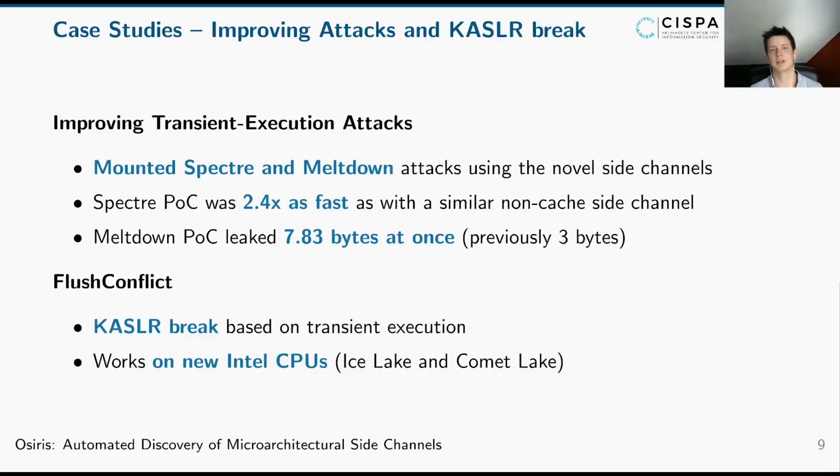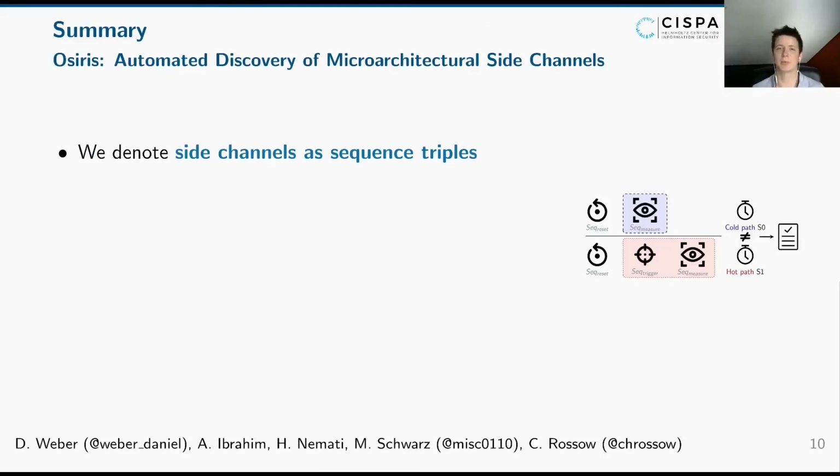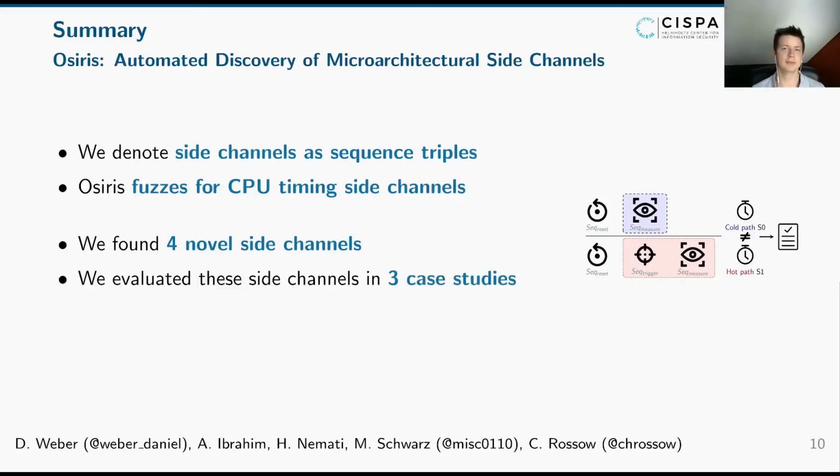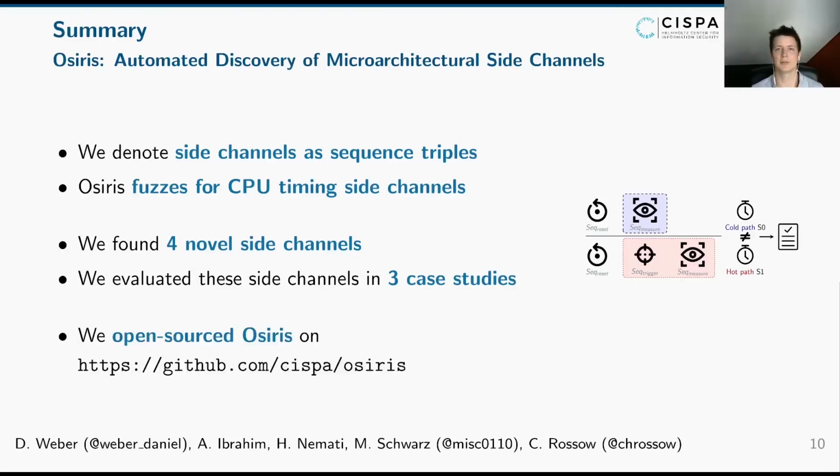And as I'm already running out of time, let's summarize our paper for today. So our work denotes side channels as sequence triples. And then, based on this notion of sequence triples, we developed our fuzzer Osiris, which fuzzes for such timing side channels in modern CPUs. With Osiris, we then discovered 4 novel side channels, which we further evaluated in 3 different case studies. And as we believe that open research is a very important part for our community, we open sourced our fuzzer on GitHub so that you can play around with it.